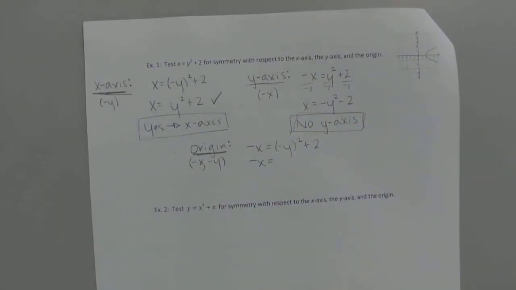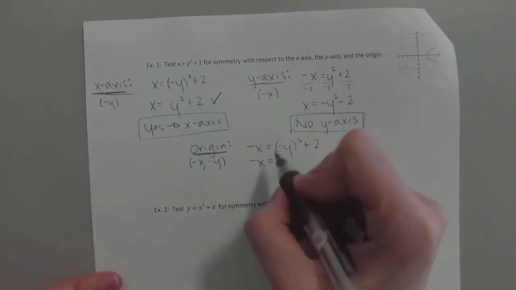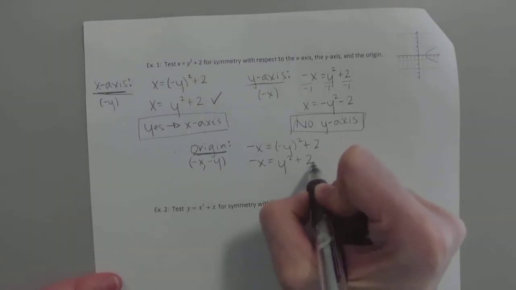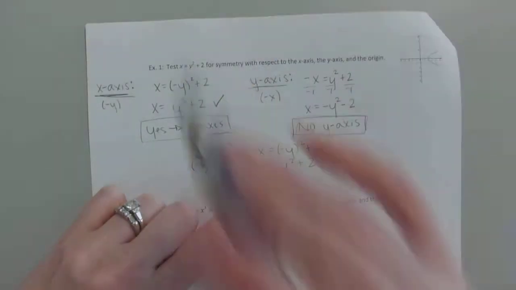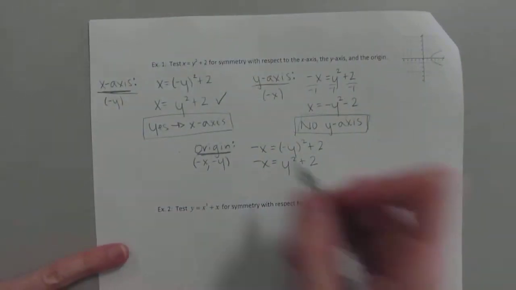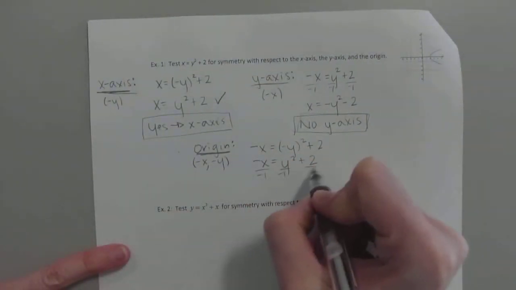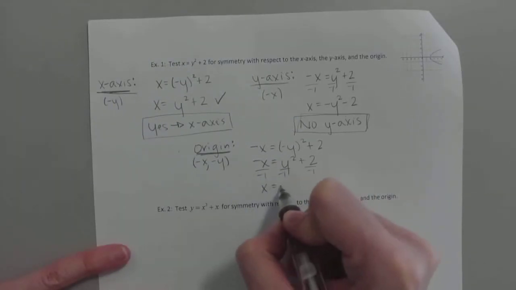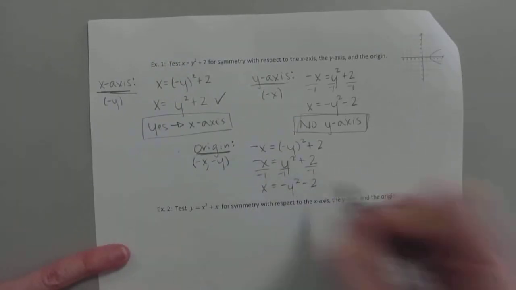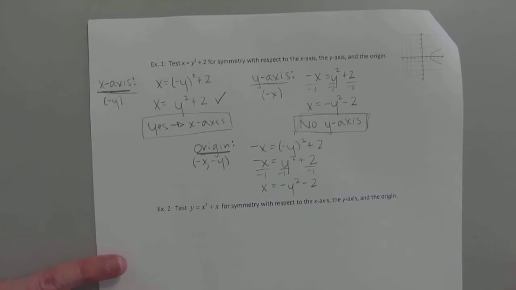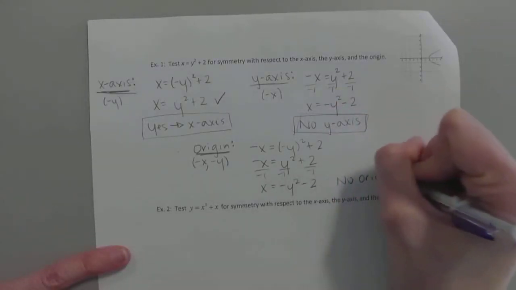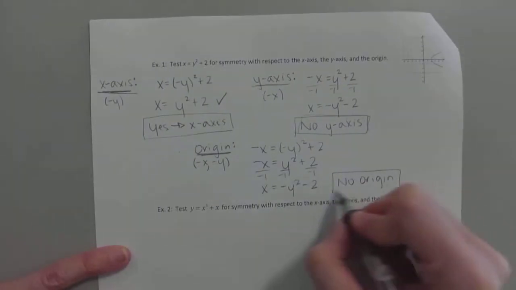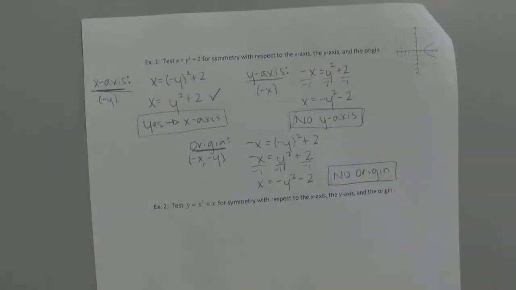And again, kind of do the math. We can't do anything with the negative x right now, so the negative x will hang out for a second. What happens when you square a negative? It becomes positive. So we have a positive y squared plus 2. And again, if you want to isolate this x just so it looks like the original, we'd have to divide everything by a -1. And when we divide everything by a -1, we're going to get x equals a negative y squared minus 2. Is that the original? No, so it does not have origin symmetry.